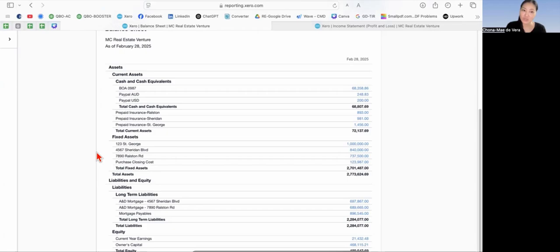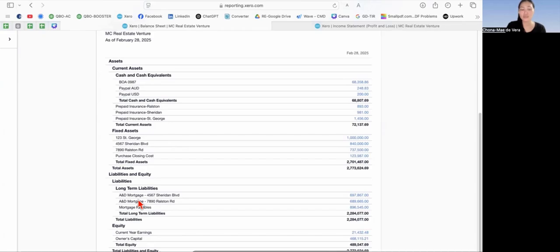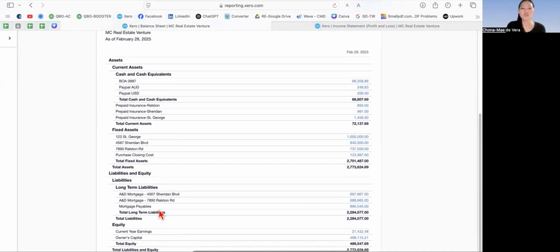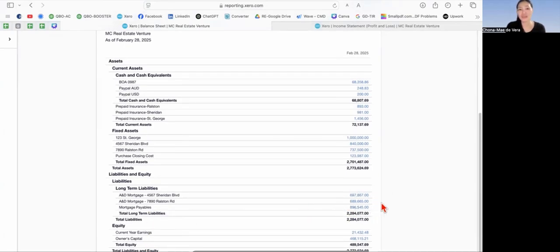Okay, the fixed assets or the properties that you own are the St. George, Sheridan Boulevard, and Ralston Road. And included in here is the purchase closing costs for each property. And for the liabilities, we don't have any current liabilities. We have paid that through the bills. And for the long term, it's the financing company A&D Mortgage, for the two properties, and then the mortgage payable for the other property. From this amount, we have deducted the first month of payment.